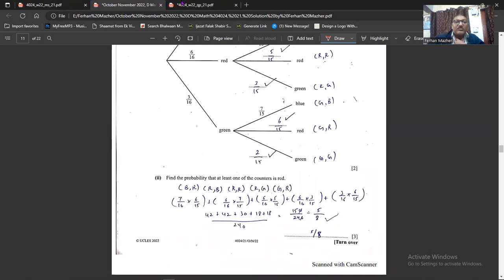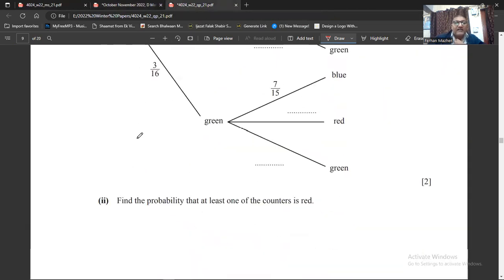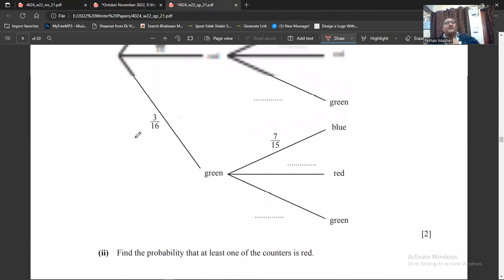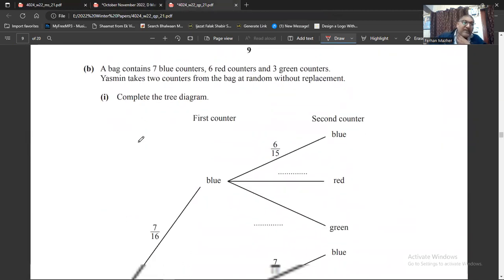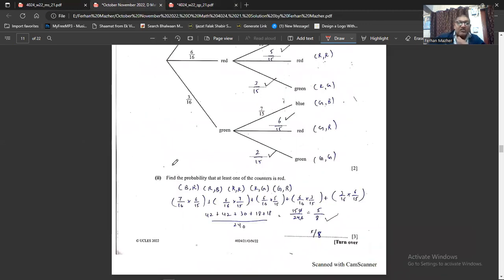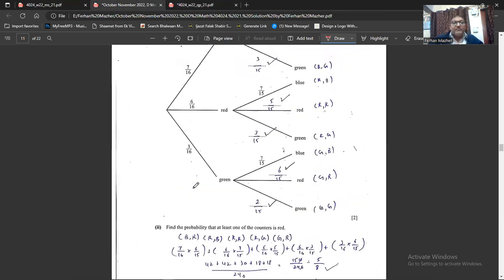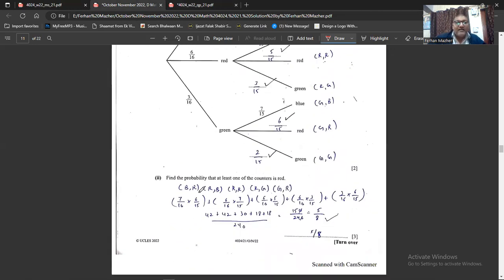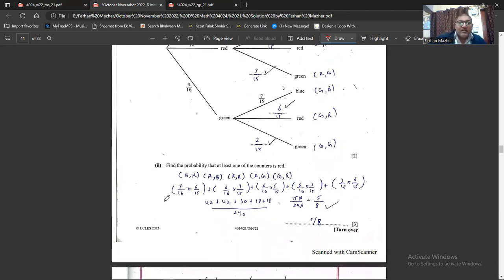So their next question is, they're asking us to find the probability. This is not the first one, sorry. This is part B, its second part. Find the probability that at least one of the counters is red. So at least one of the counters should be red. It can be blue, red. It can be red, blue. It can be red, red. It can be red, green. It can be green, red.